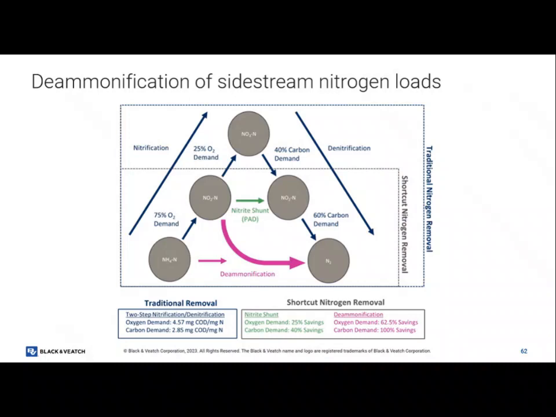The original source, oh, this is coming from our digester. Sorry, this is a sidestream application. The ammonium's coming in from the digester, and basically we're taking 50% of that ammonium and making nitrite.